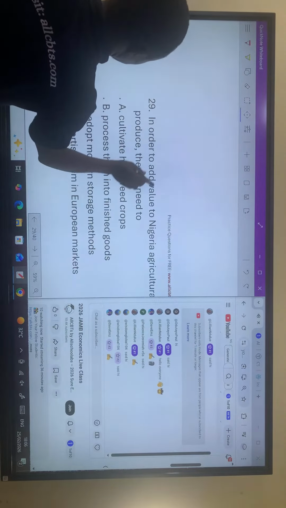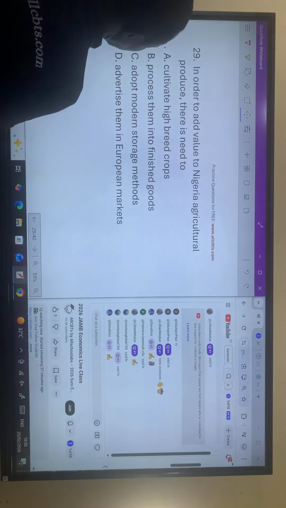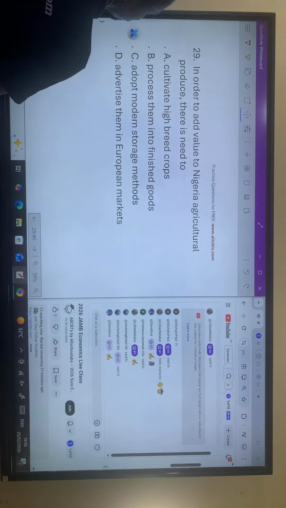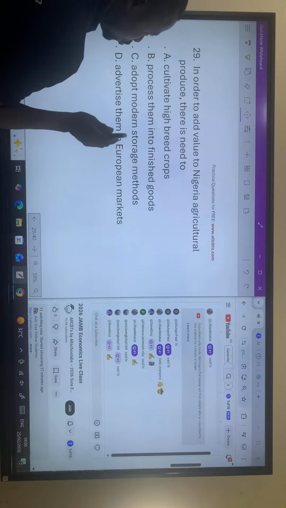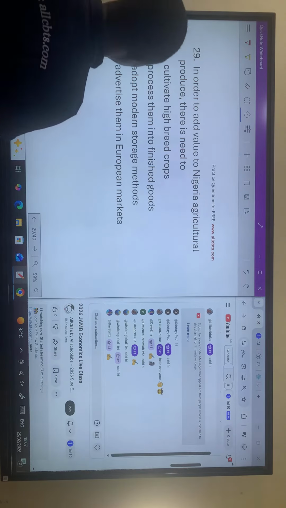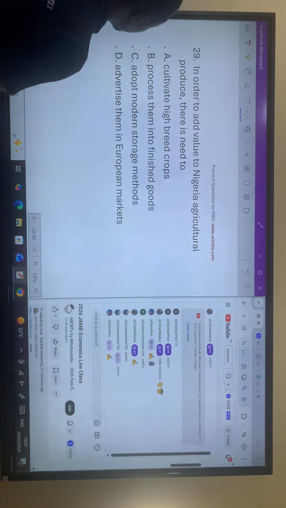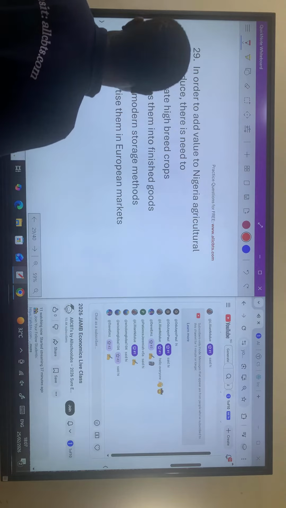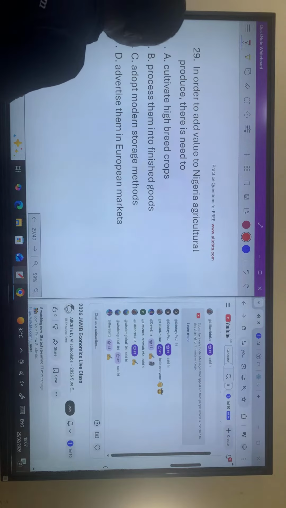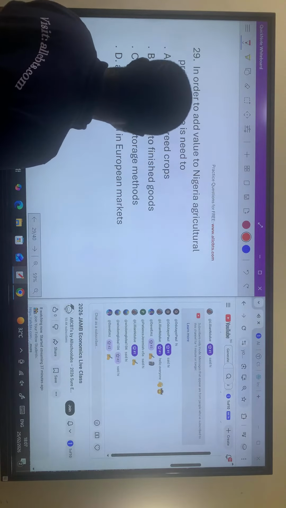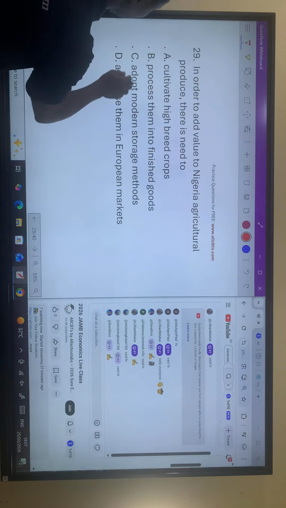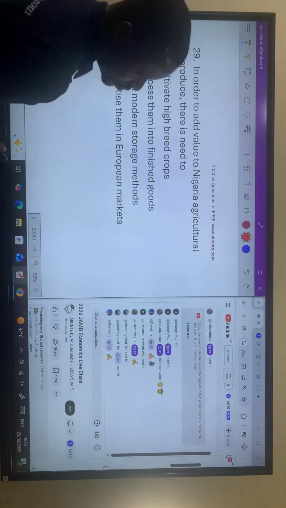The next question: in order to add value to Nigeria agricultural produce, you want to add value to Nigerian agricultural products, what do you need to do? Cultivate hybrid crops, process them into finished goods, adopt modern storage facilities, advertise them in European market. They will still buy it at cheap price now. The best answer here is to process them to finished goods.